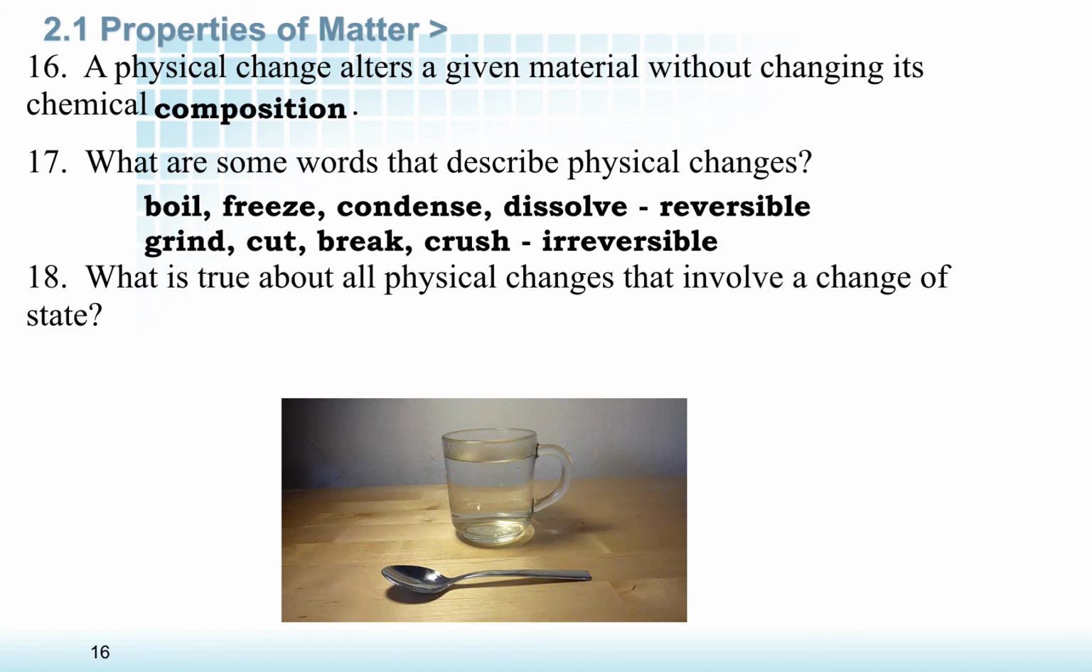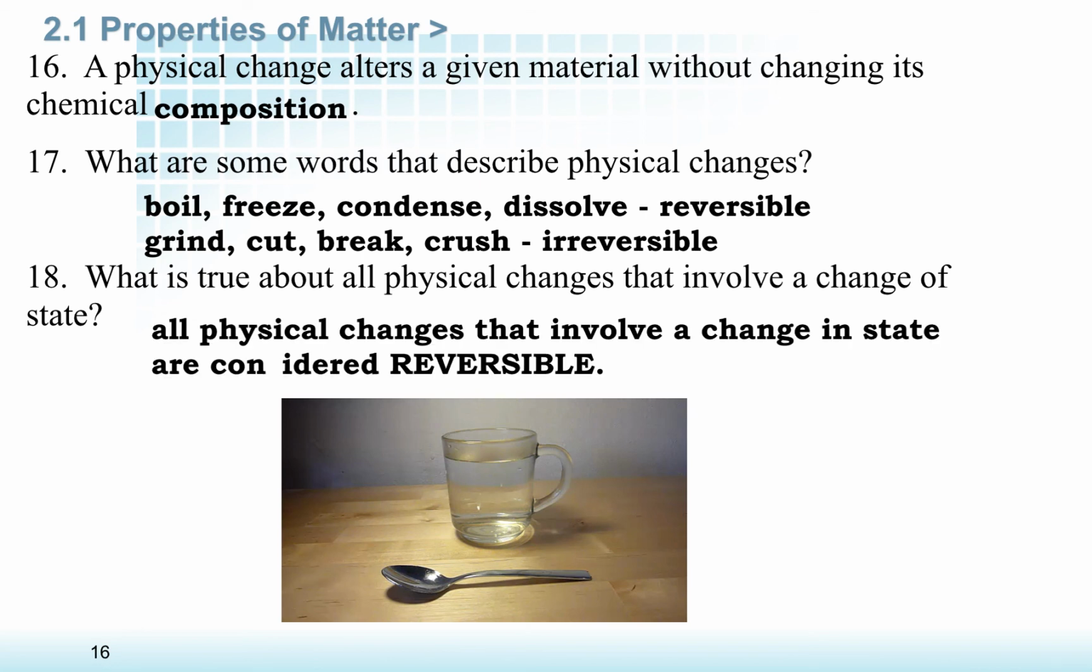Grind, cut, break, and crush are considered irreversible physical changes because if you break a glass, you're not going to be able to unbreak it. Whereas if you freeze water, all you have to do is put it out and it will melt back into regular water. What is true about all physical changes involving a change of state? All physical changes that involve a change in state are considered reversible.